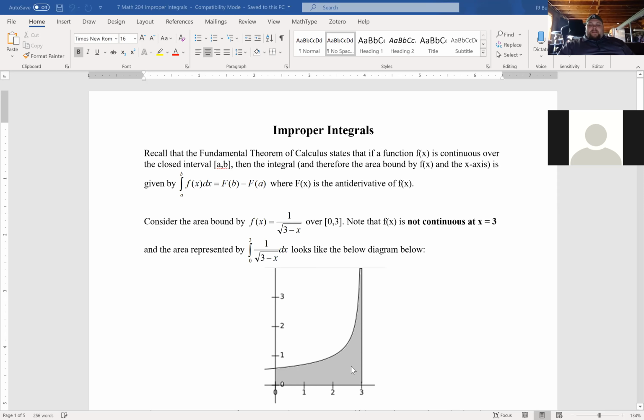So if you look at this example here that's given, if we look at the graph, this function, 1 over the square root of 3 minus x, if I plug 3 in for x, I get 0 in the denominator. And one thing that I always enjoy about calculus is that in every math class up until now, you're basically told you can't divide by 0. It's still forbidden, but we now can give meaning to it.